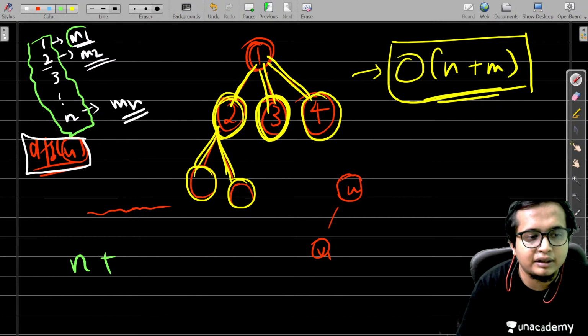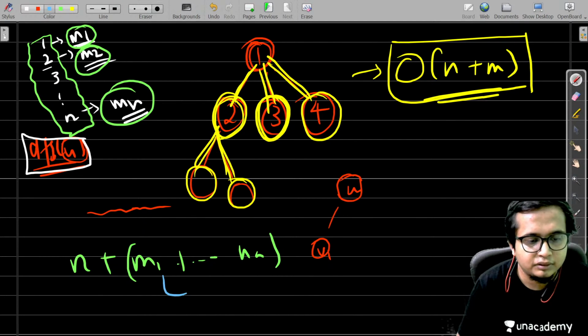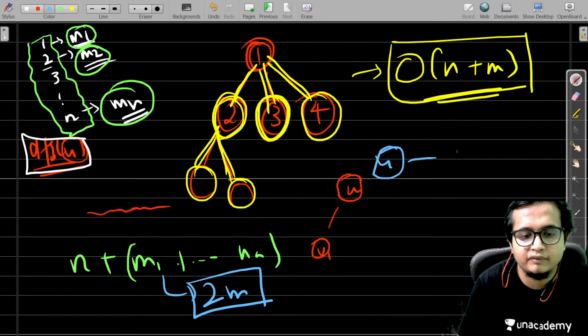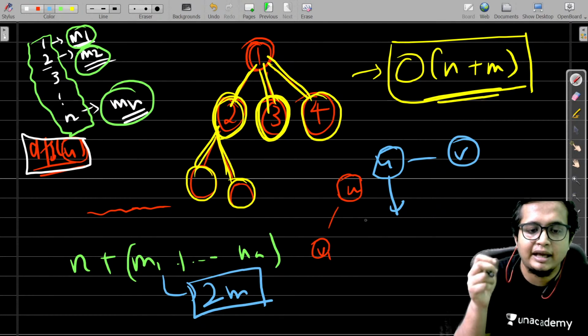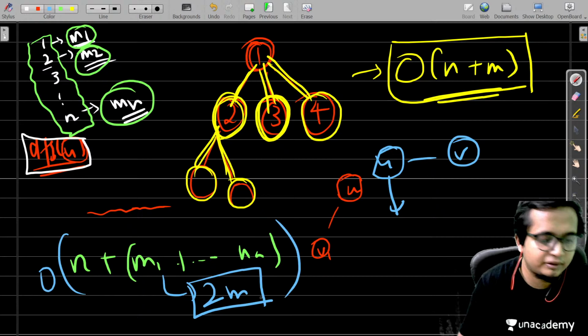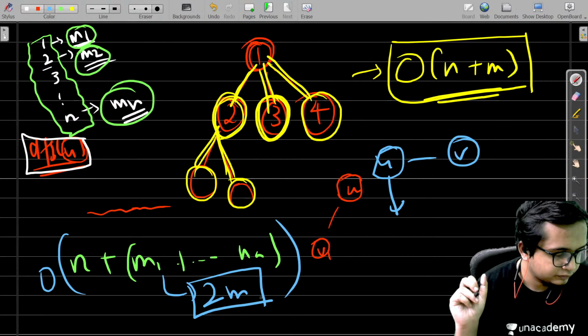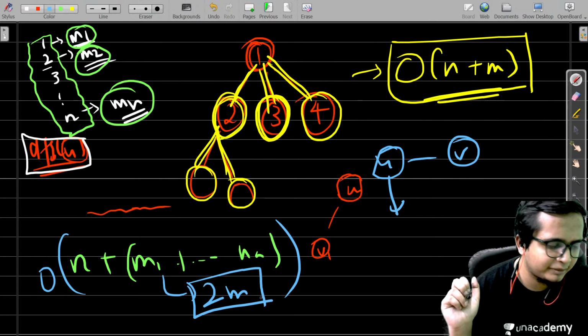Then the for loop runs m1 times here, m2 times here, mn times here. So what it would be is m1 plus till mn. And what would this be? This would just be 2m, right? Since for every edge u comma v, we would add u to the adjacency list of v, and we would add v to the adjacency list of u. So I hope it is clear now as well using normal logic. So n and 2n actually doesn't matter.